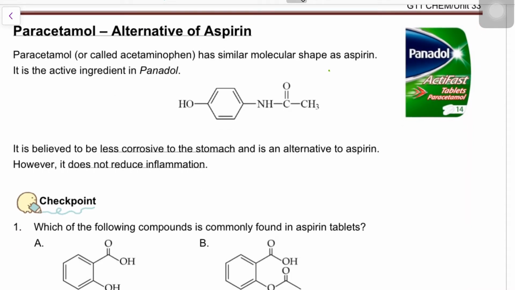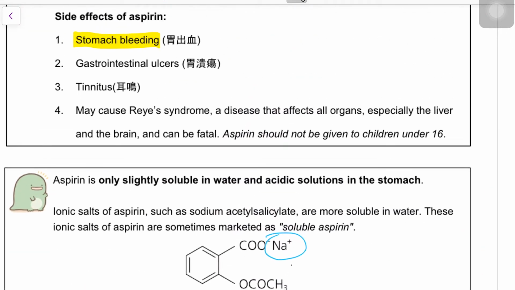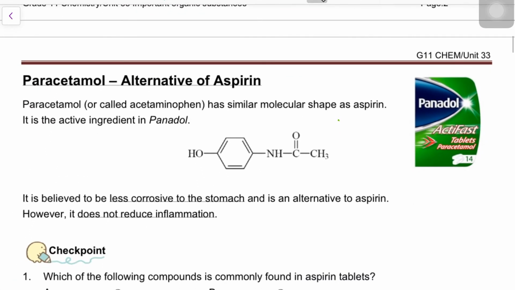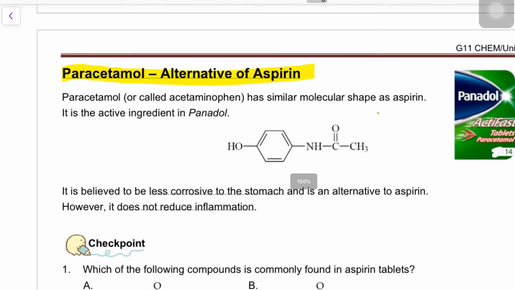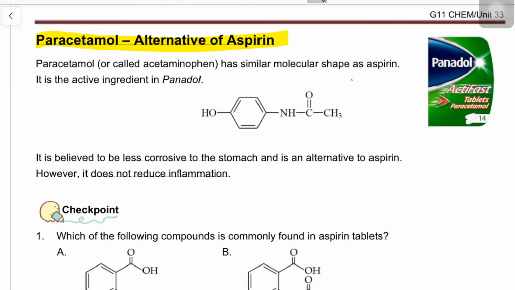But as I mentioned, there are so many side effects for aspirin, so the doctors are restricted or forbidden to dose the aspirin to children under 16. So what about those children, if they suffer from headache, what drugs should they have? And here we have introduced an alternative, paracetamol or simply Panadol. But Panadol is actually a brand name, a company's name. So this is what you see, the Panadol.